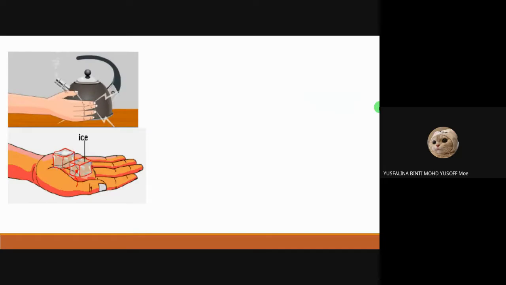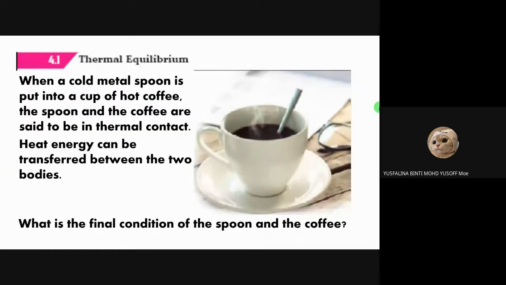When the cool metal spoon is put into a cup of hot coffee, the spoon and the coffee are said to be in thermal contact, so the heat energy can be transferred between the two bodies. So what is the final condition of the spoon and the coffee?